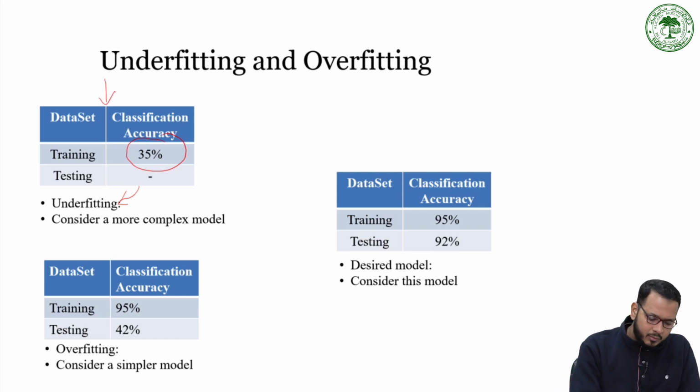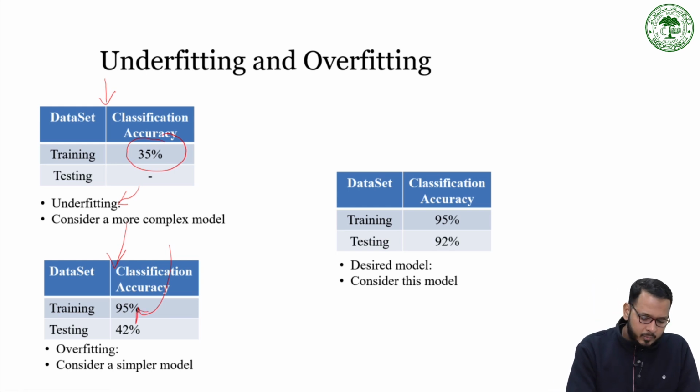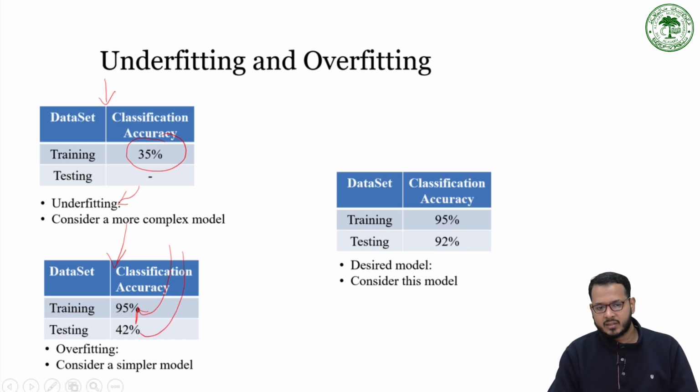In the second scenario, you can see here, our model is actually doing well on training data. It is not bad. But it is not doing well on the testing data. Chances are we are suffering from the problem of overfitting, and we need to consider a simpler model in order to gain a better performance even on the testing data set.